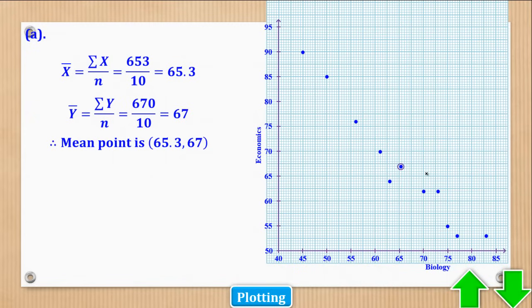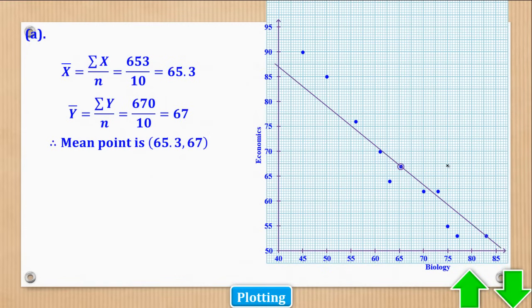Now, the line of best fit fulfills three conditions. One, it must go through this mean point. Two, it must go through any other one or more points. And three, it must leave equal or almost equal points on either side. Equal means if it leaves four here, even four here. Almost equal means a difference of one. So when we look through that line, that would be our line of best fit.